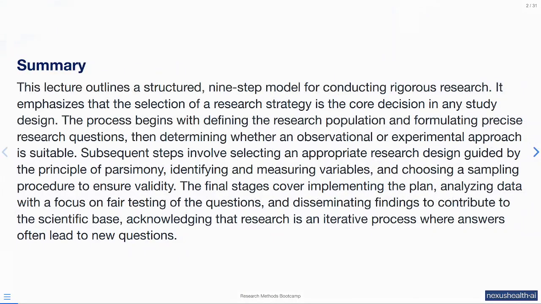In this lecture, we will outline a structured 9-step model for conducting rigorous research. The 9-step model emphasizes that the selection of a research strategy is the core decision in any study design. The process begins with defining the research population and formulating precise research questions, then determining whether an observational or experimental approach is suitable.